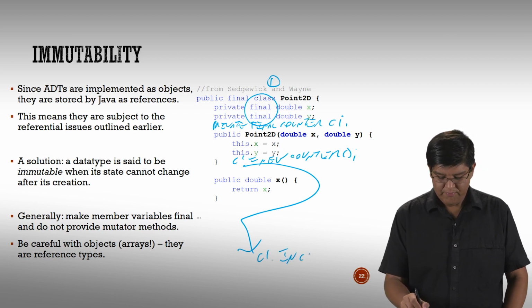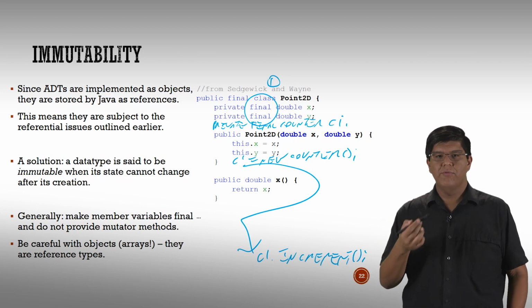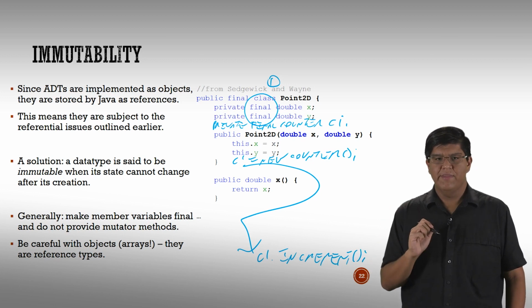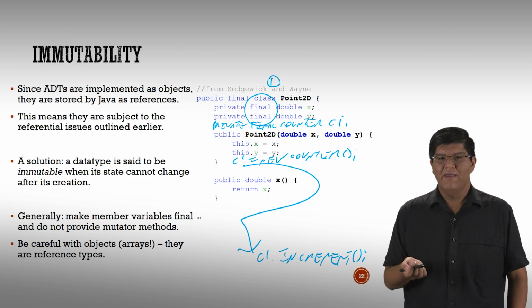C1.increment. So actually, why don't you think to yourself, what will happen? Will it compile or won't it? What will be the result? Take one second and think about that. Okay, so in this case, it'll compile, and it will change the value inside of increment.